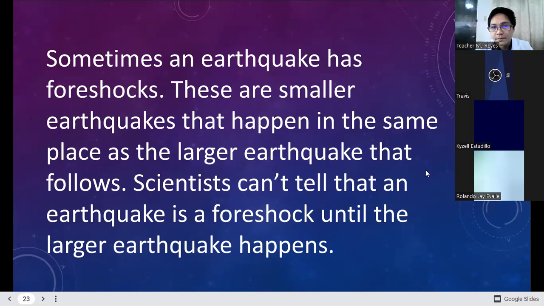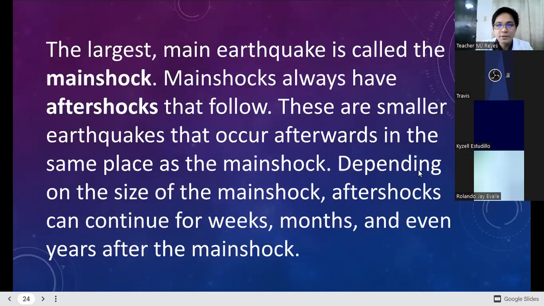Let's continue. The largest, main earthquake is called the main shock. Please take note of the terminologies. Main shocks always have aftershocks or foreshocks that follow. These are smaller earthquakes that occur afterwards in the same place as the main shock. Depending on the size of the main shock, aftershocks can continue for weeks, months, or even years after the main shock.